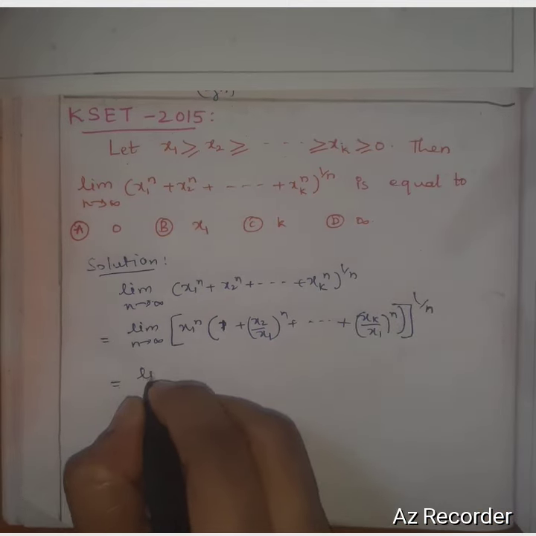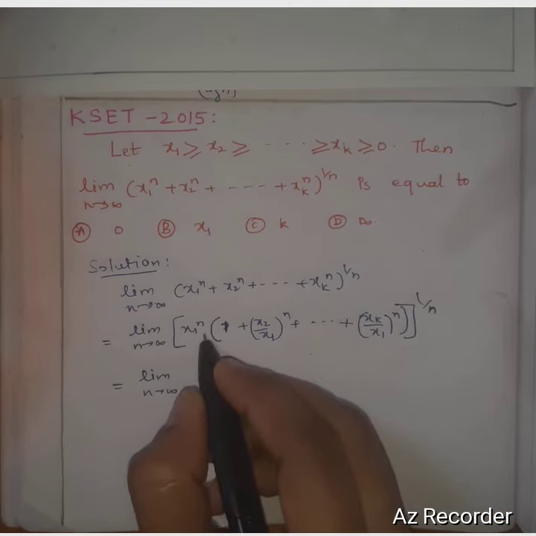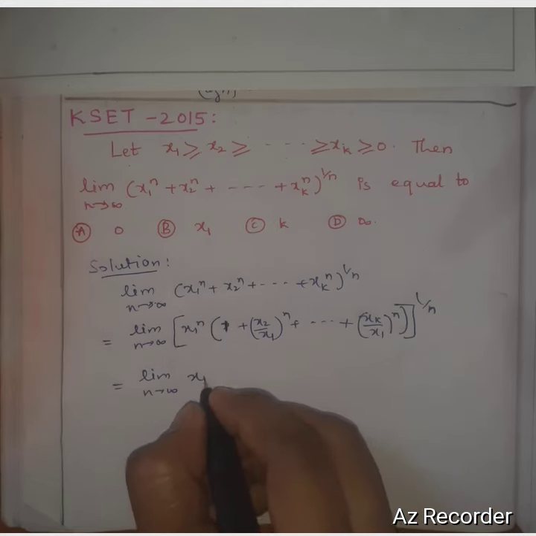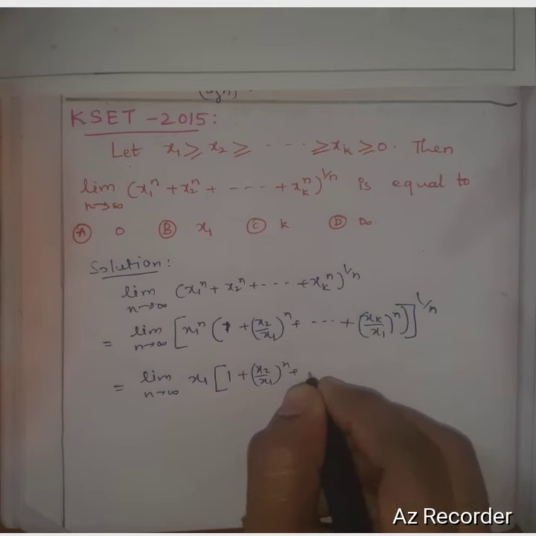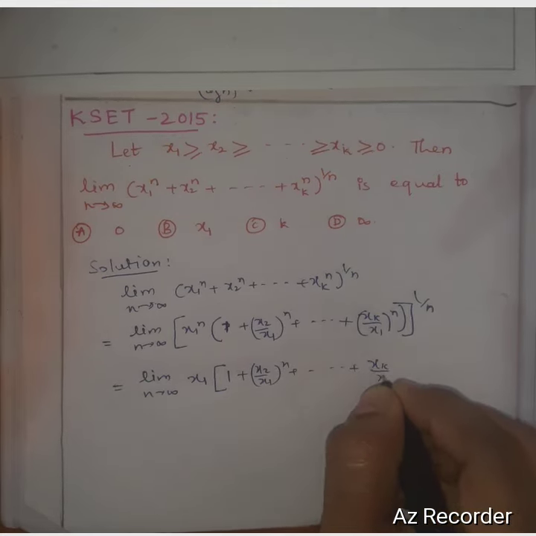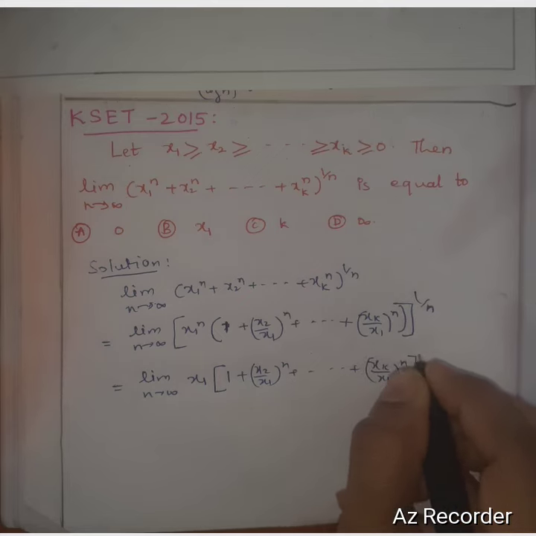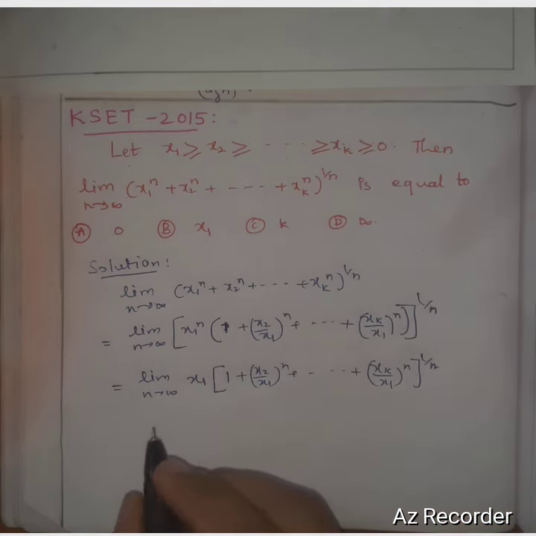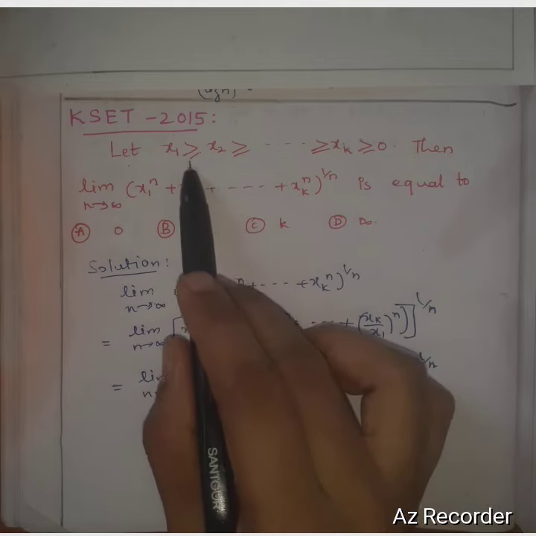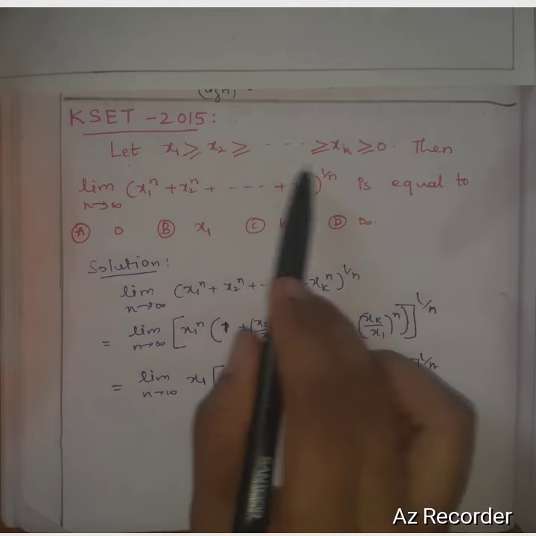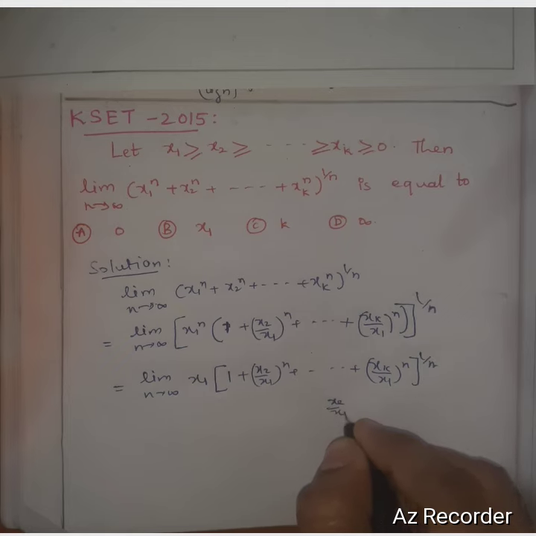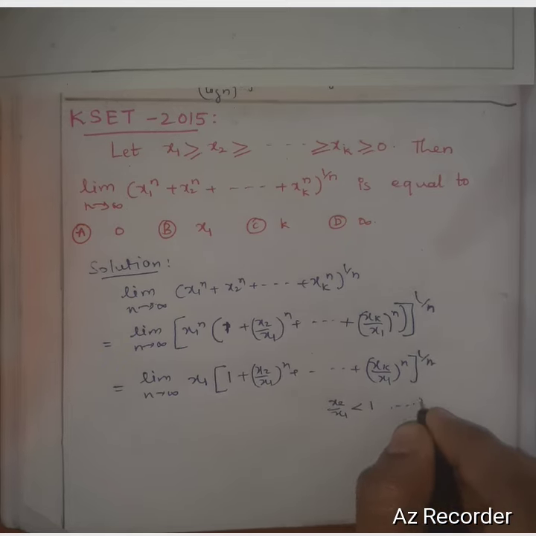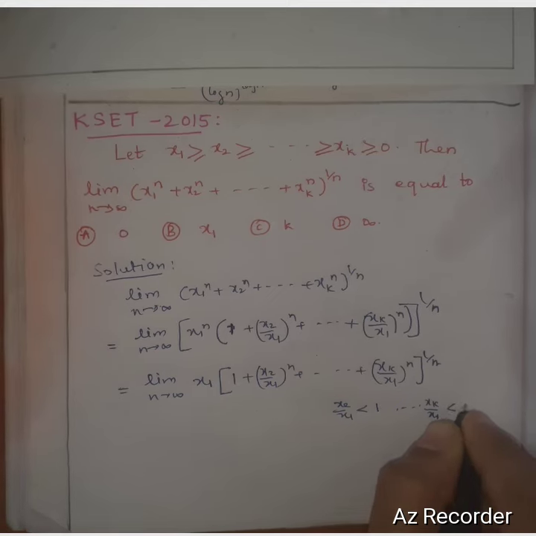So this will be equal to limit n tending to infinity (x1^n)^(1/n). So we will get x1 into (1 + (x2/x1)^n + and so on + (xk/x1)^n) whole to the power 1/n. Okay. Now since given x1 is greater than x2, x2 is greater than xk and so on, we get x2 by x1 is smaller than 1 and so on, xk by x1 is smaller than 1.